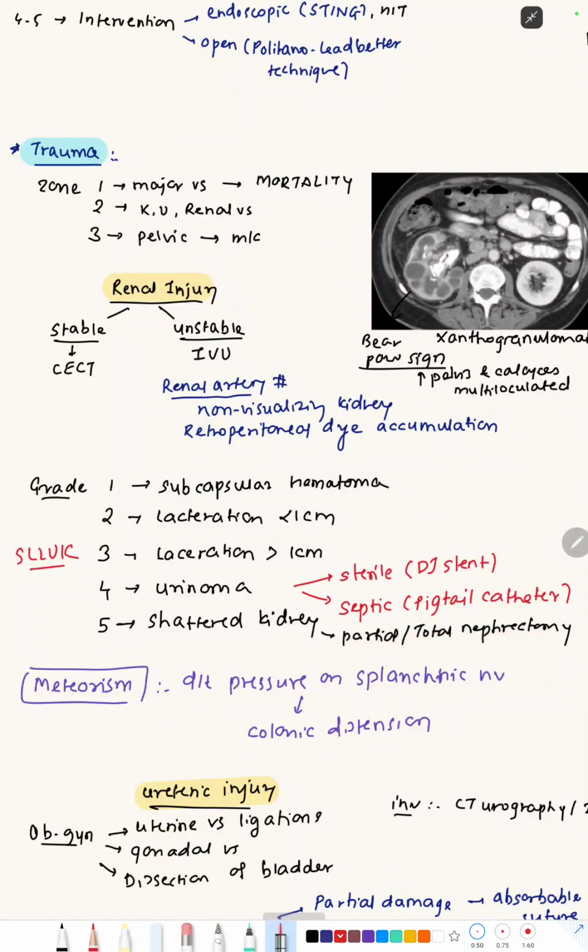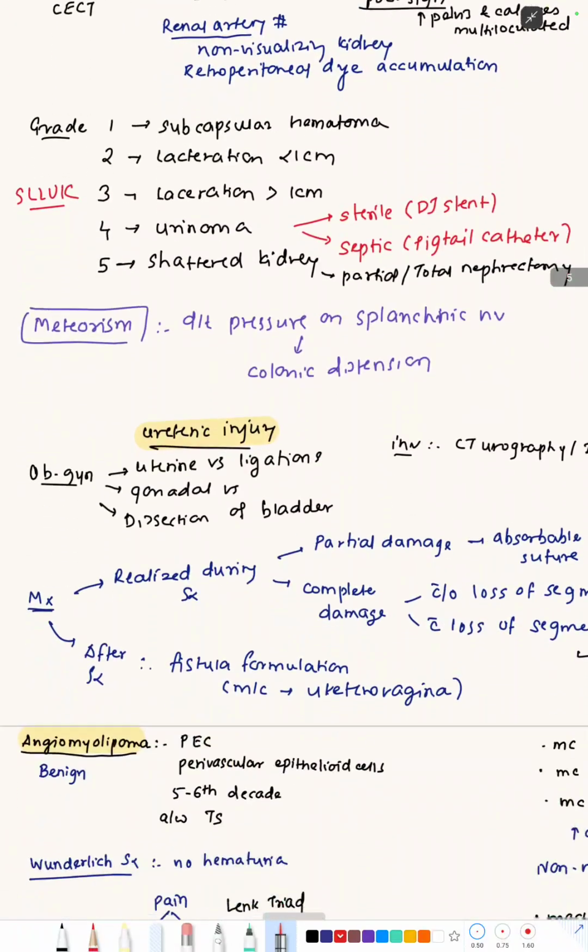Then the complications will be the hematuria and all those complications. Meteorism is a very important complication. It is due to pressure on the splanchnic nerve. There is a colonic distension that happens. Then the next is ureteric injury.